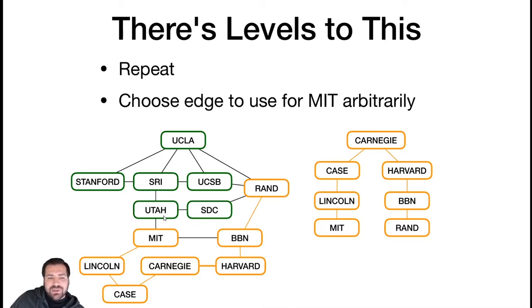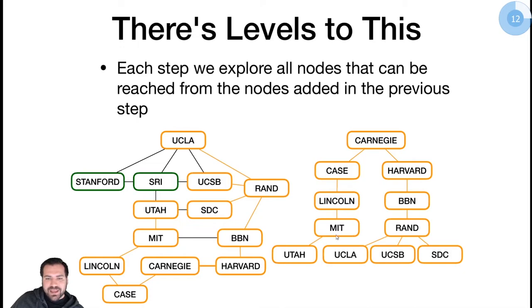Now MIT is going to explore Utah. Rand is going to explore UCLA, UCSB, and SDC. And we can add those to our tree, MIT to Utah, Rand to those 3. And now we have 4 nodes in our queue, depending on which one was visited first.